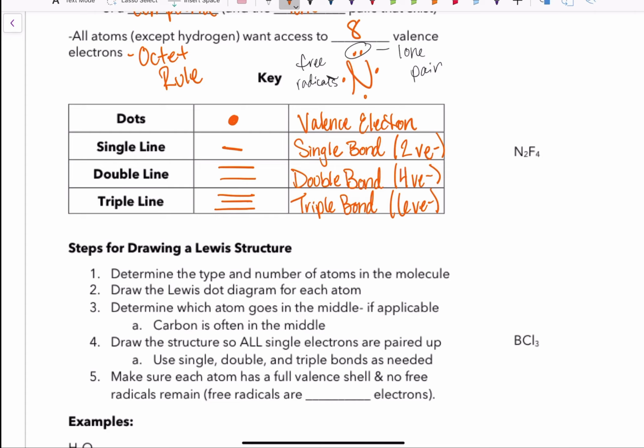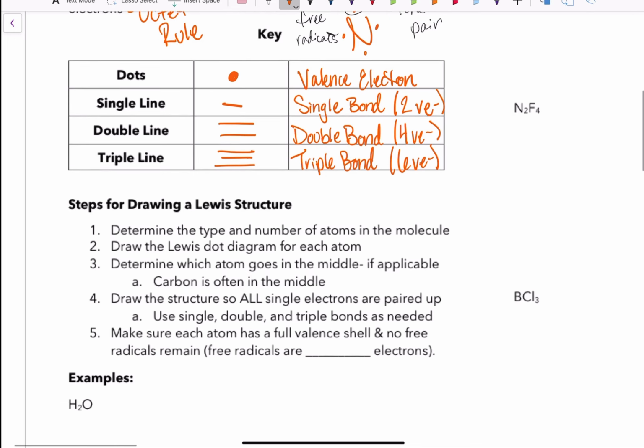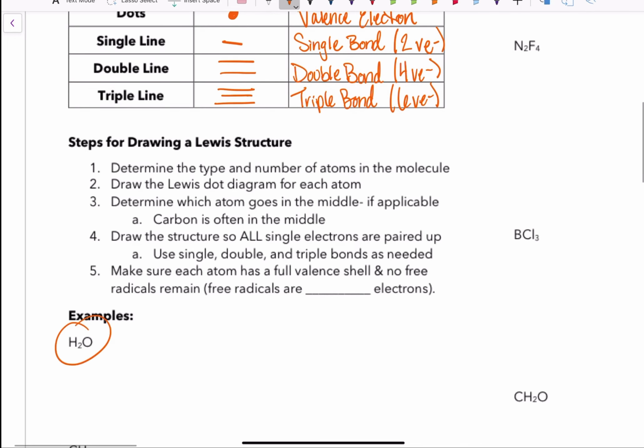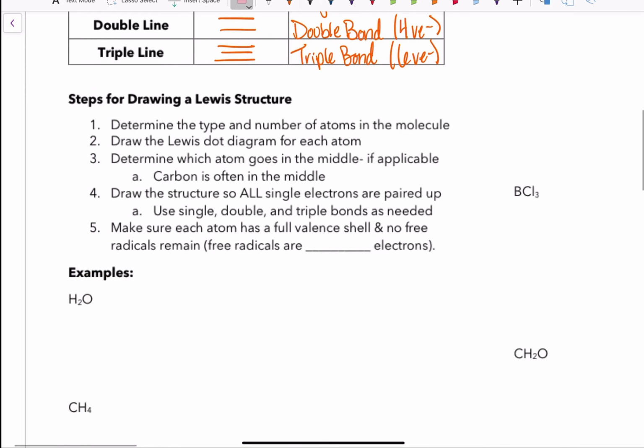Step number 1, we want to determine the type and number of atoms in the molecule. So for example, we have H2O right here. For the type and number of atoms in a molecule, our type, we have hydrogen and we have oxygen. The number of atoms comes from the subscript. Hydrogen has 2, so H2. There are 2 hydrogens within H2O, and there's 1 oxygen.